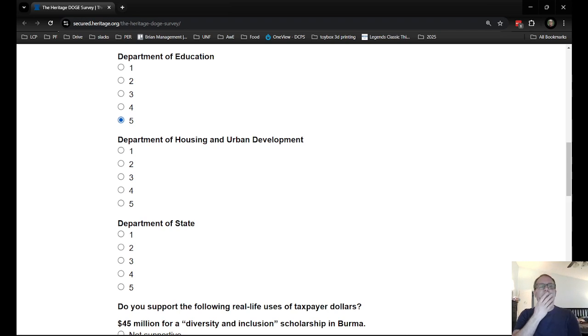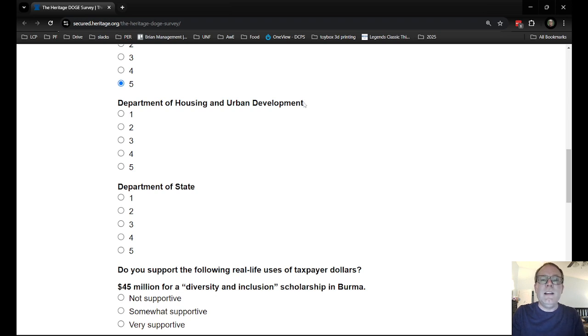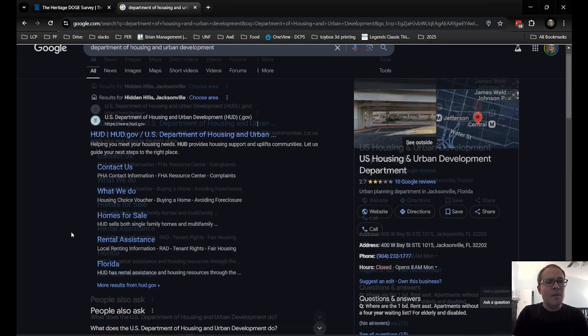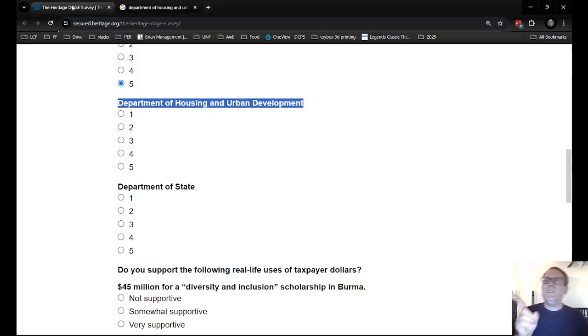Department of Housing and Urban Development. Okay, let's take this as an example. I'm really not sure what this does. I would have to Google it. It sounds like something to do with where people live, and I would definitely want people to have places to live. Let's suppose I'm doing my due diligence as a United States citizen or survey respondent, and I go here: HUD, helping you meet your housing needs. HUD provides housing support and uplifts communities. Let us guide your next steps to the right place. If I had any of that information on here, I'm definitely going to rate it a 5.